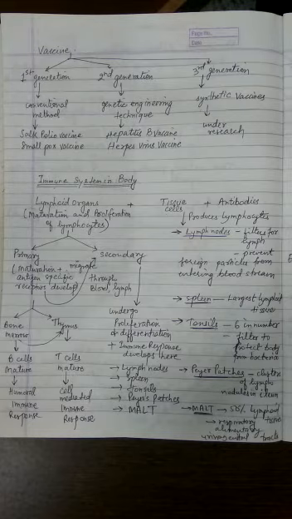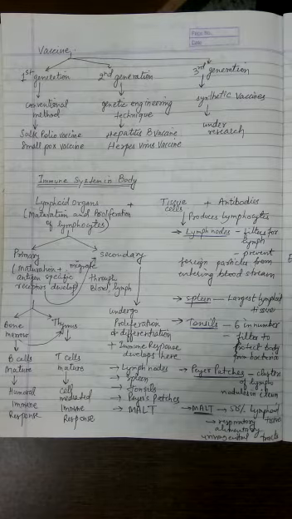Now the next one is Peyer's patches. Peyer's patches are clusters of lymph nodules, smaller than the nodes, and they are present in the small intestine, especially in the ileum and jejunum part, and they produce lymphocytes. You know lymphocytes are basically for the defense system.